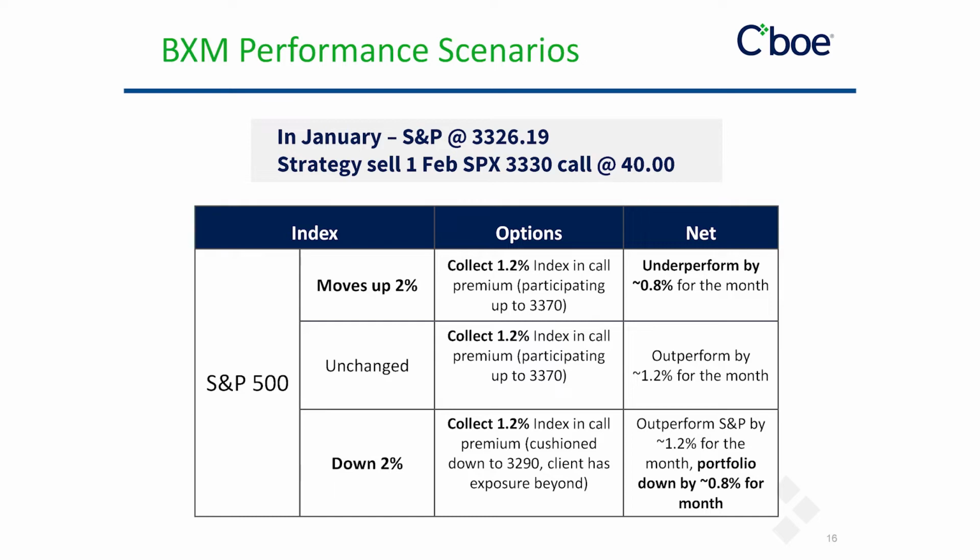Once again, the short call goes out worthless at expiration, so you keep the full premium. The index move was cushioned down to 3286.19, which was the January SPX settlement value minus the 40 points in option premium collected. The buy-write strategy remains passive long the index, so it's exposed to losses beyond that point. The S&P 500 was down 2%. The strategy collected 1.2% in option premium, so BXM is still lower for the month, but it's down about 0.8% as opposed to down 2% like the S&P 500 index.